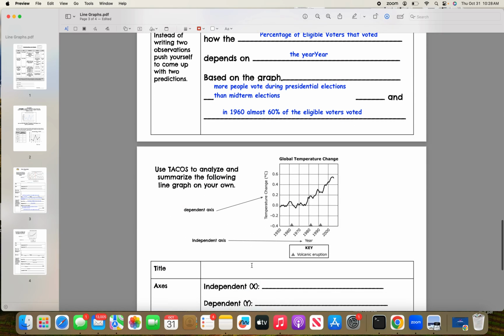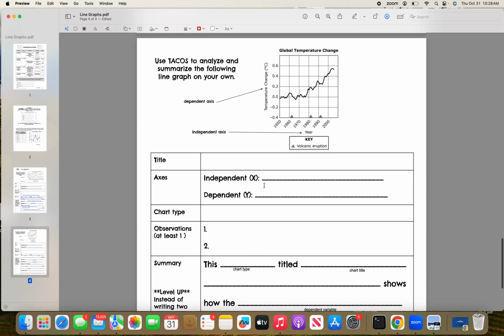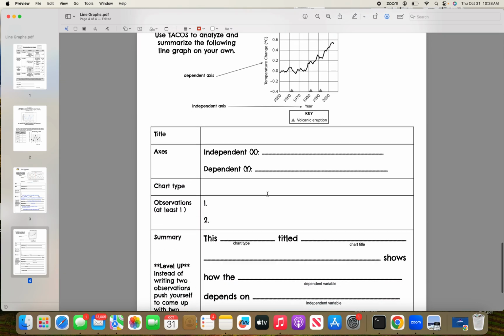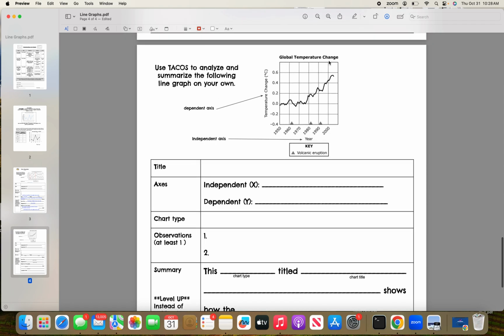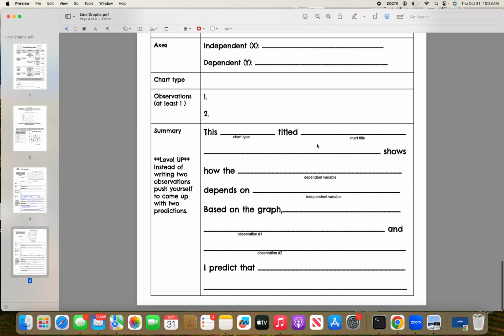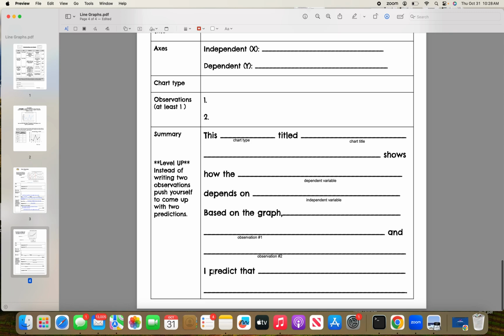And you guys can go ahead and use that same strategy to analyze this graph right here, which is about global temperature change, all right? And then if you want to push yourself, go ahead and make a prediction, all right?